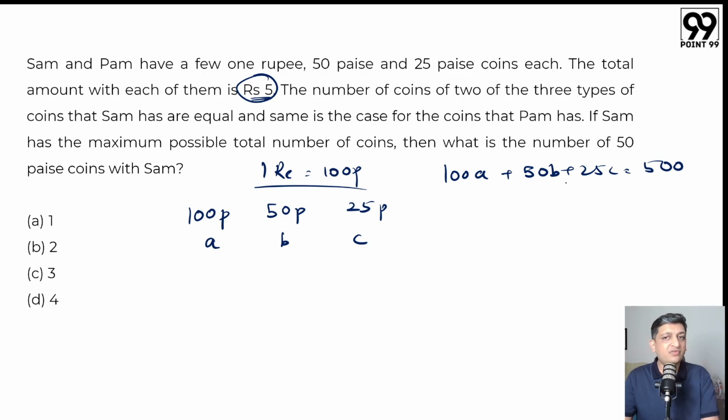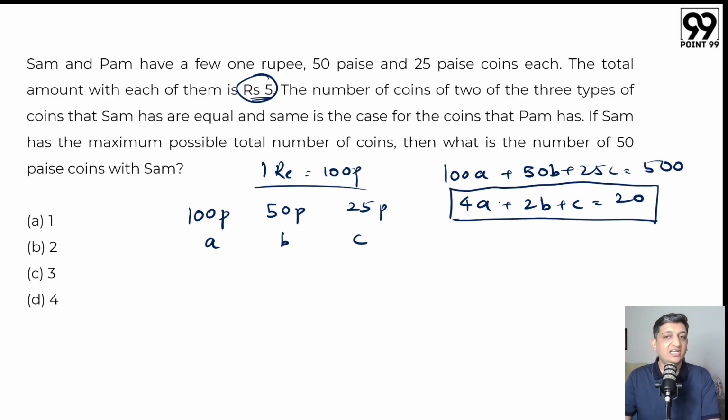I can just remove 25 from each of these terms. So I'm going to get 4A plus 2B plus C equals 20. This is my final equation that I am going to get. Now this will be true for Sam. This will also be true for Pam. So both of them will have the same equation that will be valid for each of them, and we should be fine here.